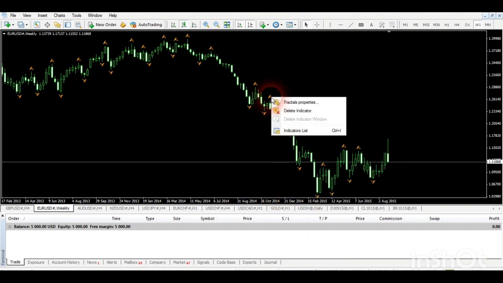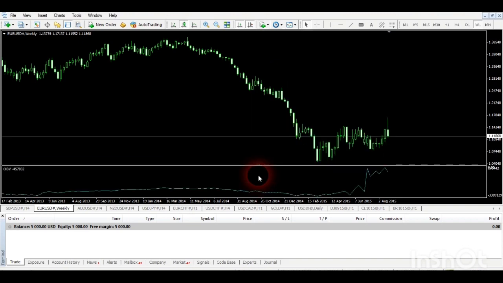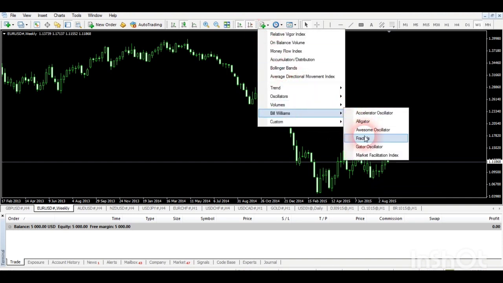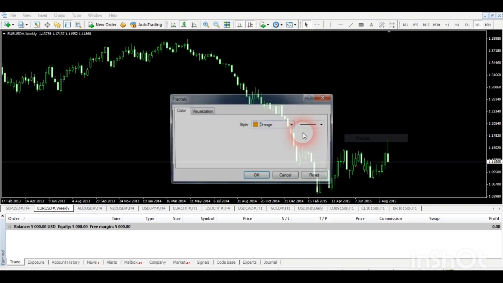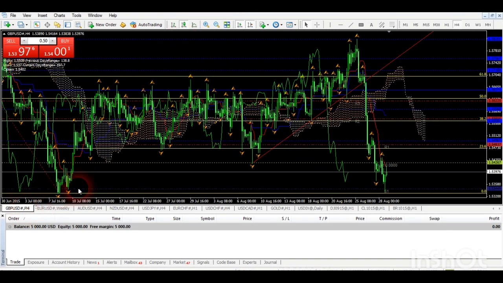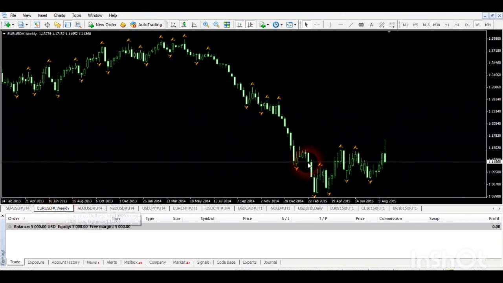We go to the next indicator, volumes, unbalanced volume, OBV. They're not really useful. Bill Williams, fractals. You always see there are these little triangles on my screen, and everyone asks, what are these? And no one explains it to them.